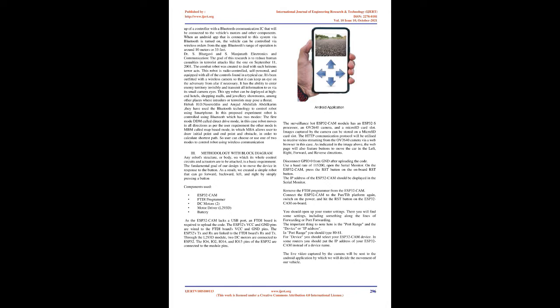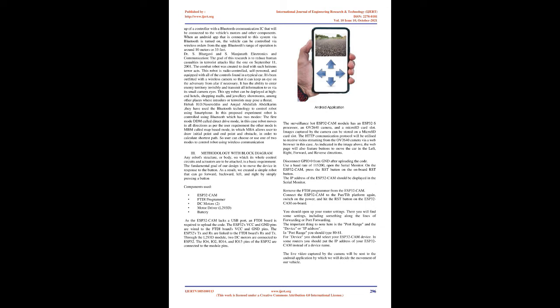In this proposed experiment, the robot is controlled using Bluetooth, which has two modes. The first mode is DDM, called direct drive mode. In this case, the robot moves in all directions as per the user requirement. The other mode is MBM, called map-based mode, which allows the user to draw an initial point, an end point, and obstacles, in order to calculate the shortest path. So the user can choose one of the two modes to control the robot using wireless communication.